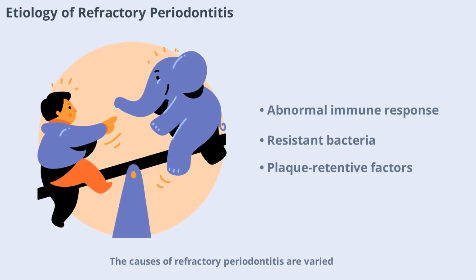The causes of refractory periodontitis are varied. Risk factors include an abnormal host immune response, resistant strains of pathogenic bacteria, and failure to eliminate plaque-retentive factors like furcation involvement or irregular root surfaces. Smoking and systemic diseases can also contribute, leading to generalized lesions that don't respond well to treatment. Specific microorganisms such as Bacteroides forsythus, Fusobacterium nucleatum, and Campylobacter rectus have been identified in refractory cases.